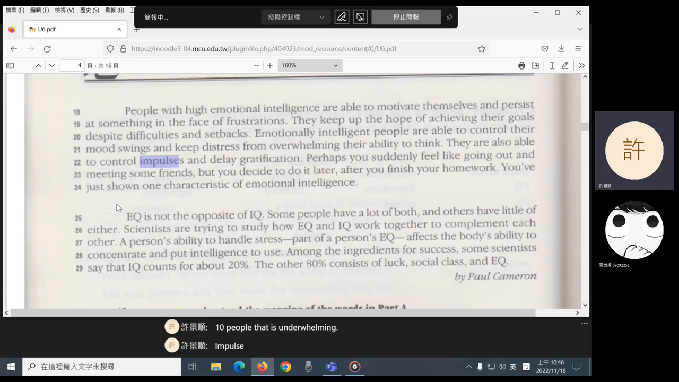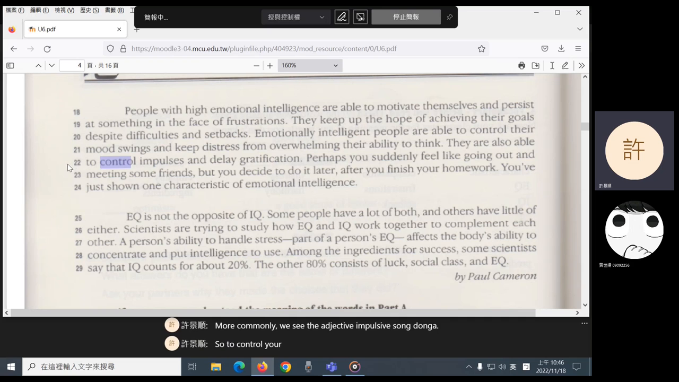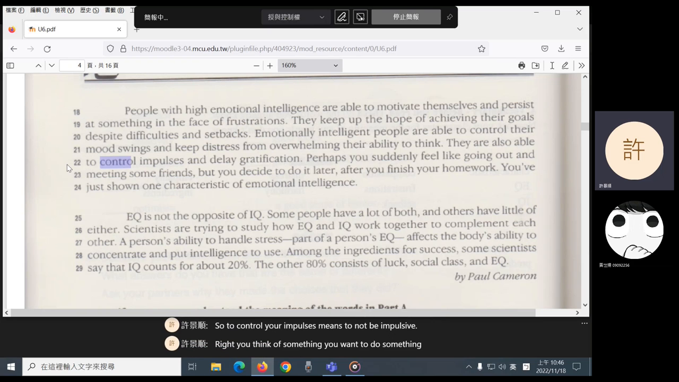Impulse, 冲动. More commonly, we see the adjective impulsive, 冲动的. So to control your impulses means to not be impulsive. Right? You think of something, you want to do something, but you are able to stop yourself from always doing whatever you think of right now.